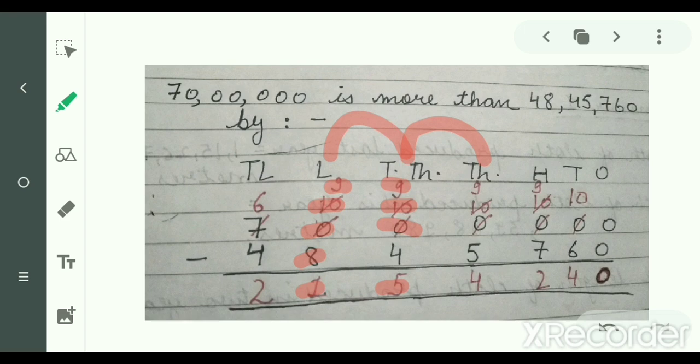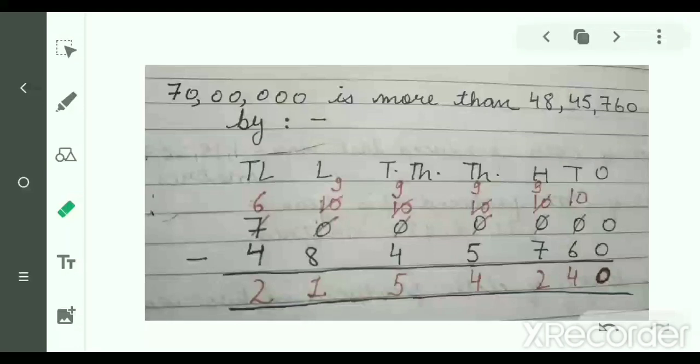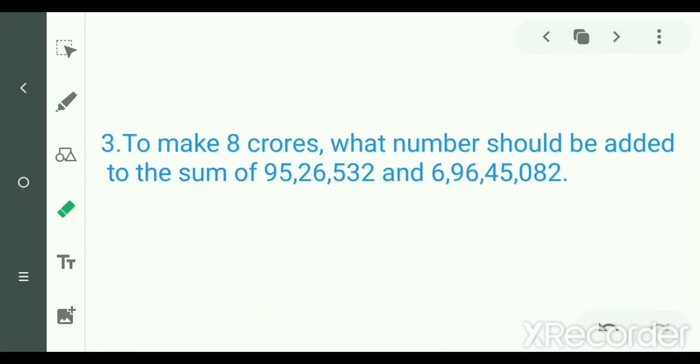And this 7 has given borrow to the digit at the lakh place. So this 7 has become 6 here. So 6 minus 4 we have 2. So here our resultant answer will be 21,54,240. Now move to the next question.